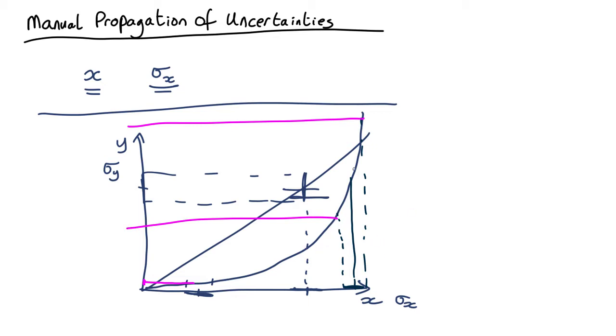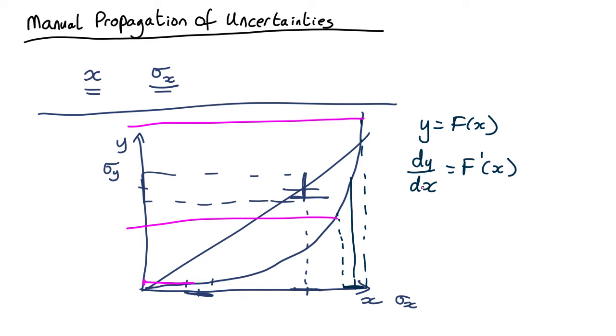So what this means is if the slope of the graph is steep, then a small uncertainty in x produces a big uncertainty in y. If the slope is flat, then a small uncertainty in x produces a tiny uncertainty in y. To do it mathematically, we've got that y equals some function of x. We can work out dy by dx, the slope, which can also be written as f prime of x. This tells us how much y responds to a change in x.